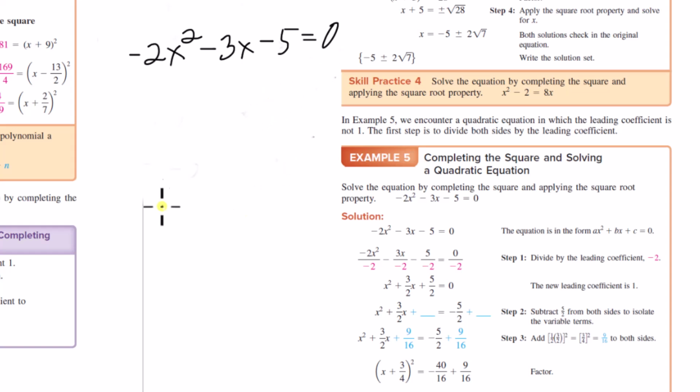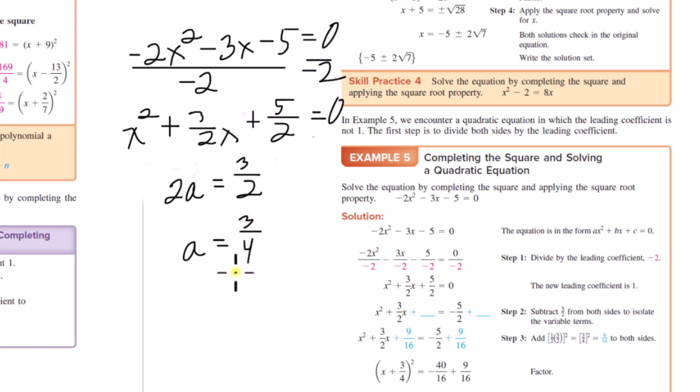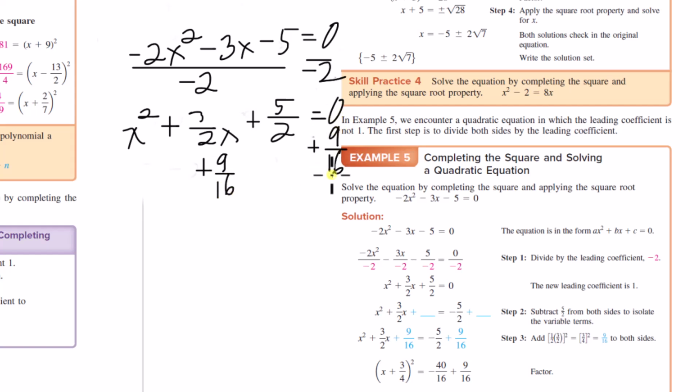Okay, now this next example, yeah, so we have this leading coefficient that's not equal to 1, so we just divide by that leading coefficient, and we get x squared, and then plus 3/2 x plus 5/2 is equal to 0. Okay, but then you just go through the whole process again. So here we can see that 2a is going to be equal to 3/2. So a is equal to 3/4. A squared, therefore, is equal to 9/16. So we add 9/16 here, and then also add 9/16 over here.